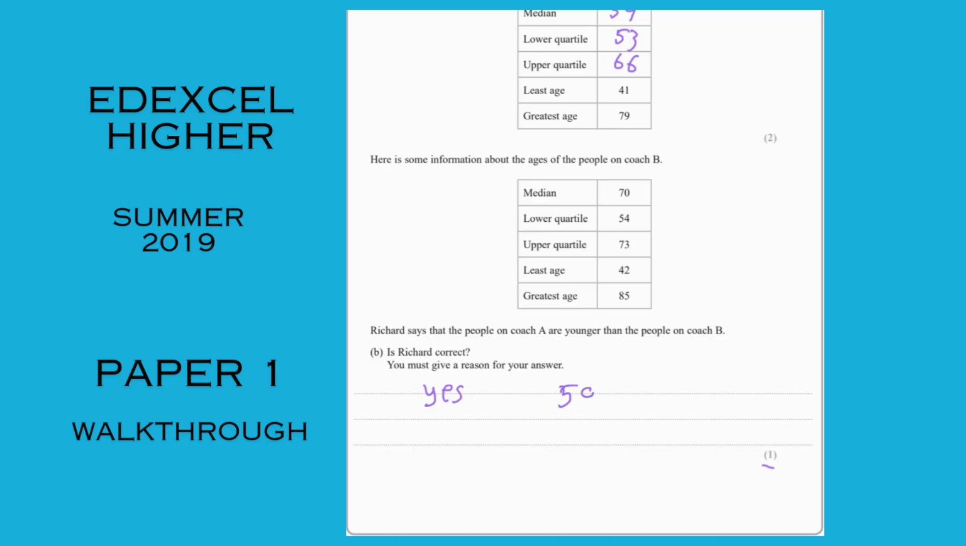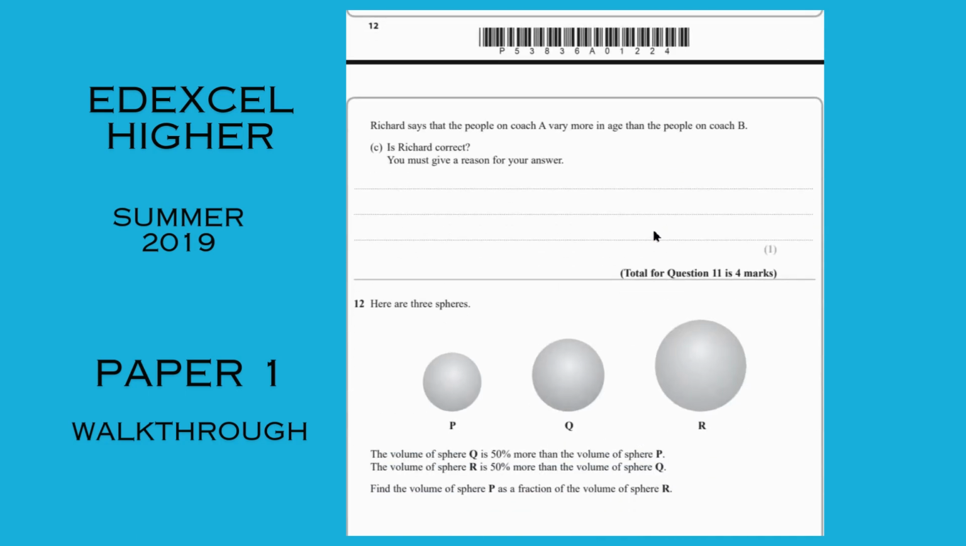Compare the medians. So just say yes, the median is lower on A. It's 59 compared to 70. And similar things for your range up here. Richard says it varies, so either compare the range or the interquartile range. Is Richard correct? That's a no. And the reason is because the range on A is 38. It's smaller than the range on B. So there is a wider or a bigger spread on Coach B.